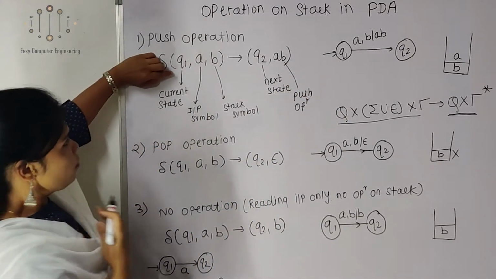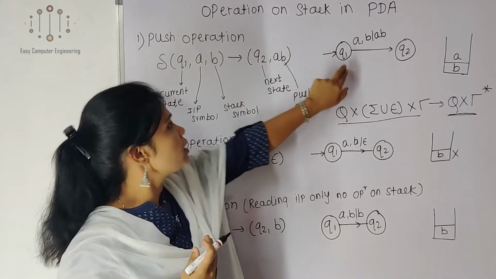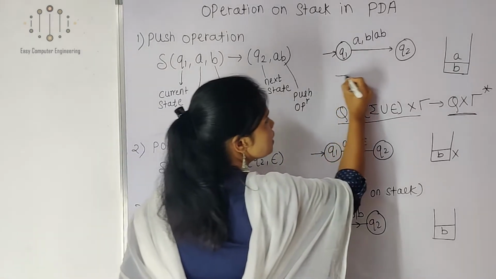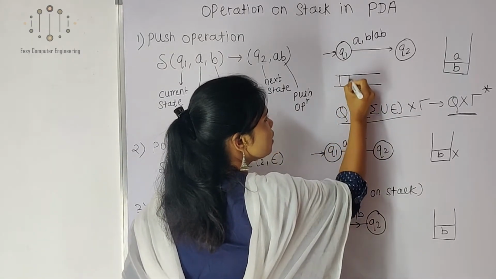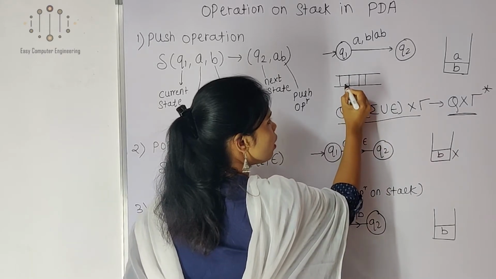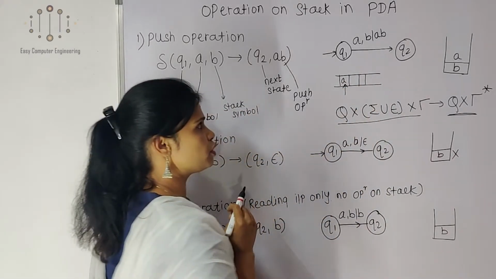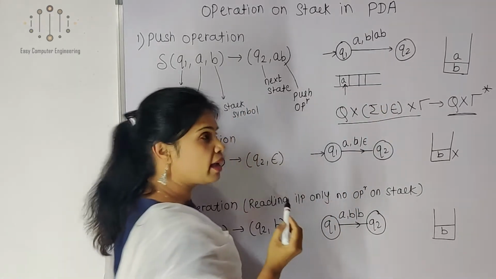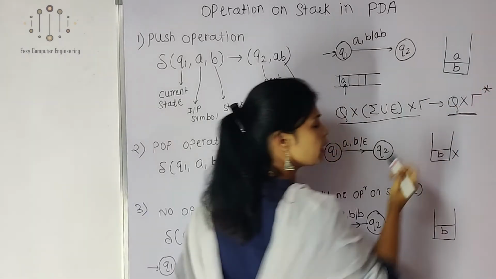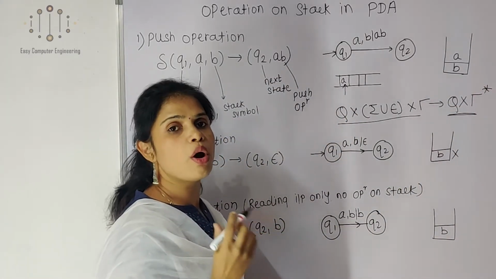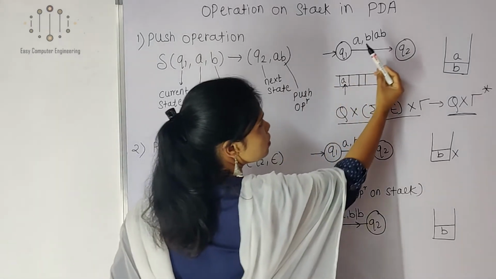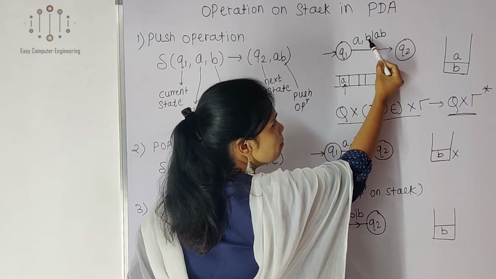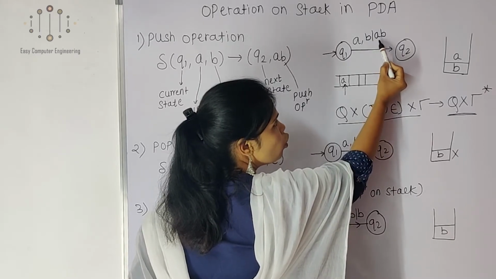Now, from the Q1 state, on the current input symbol, that is A, let us consider this is the string. Now the pointer is here, which has the current input symbol A. And what is the meaning of this? If in the stack a B symbol is already present, then from the Q1 state on input symbol A, if B is present in the stack, do a push operation.